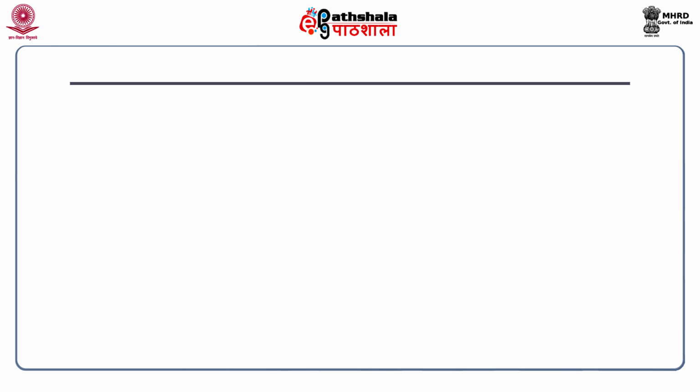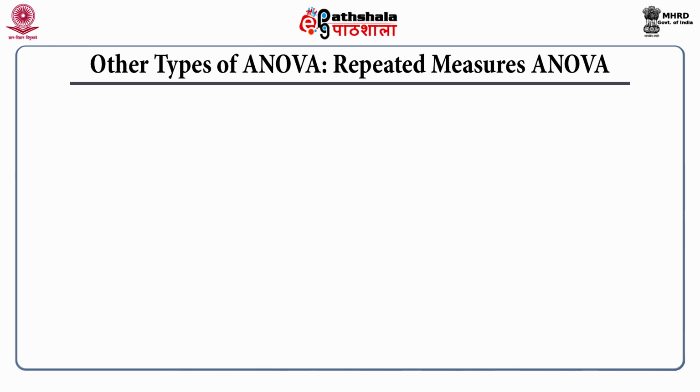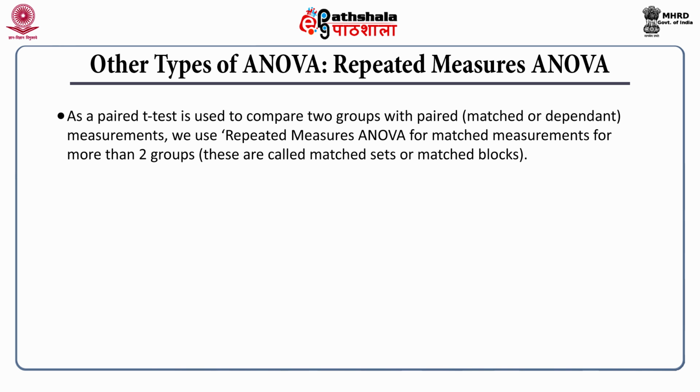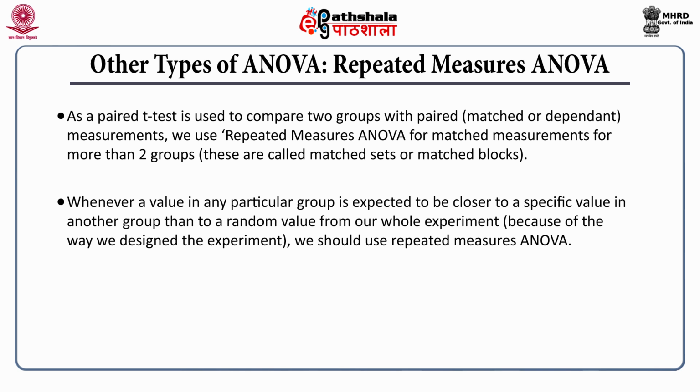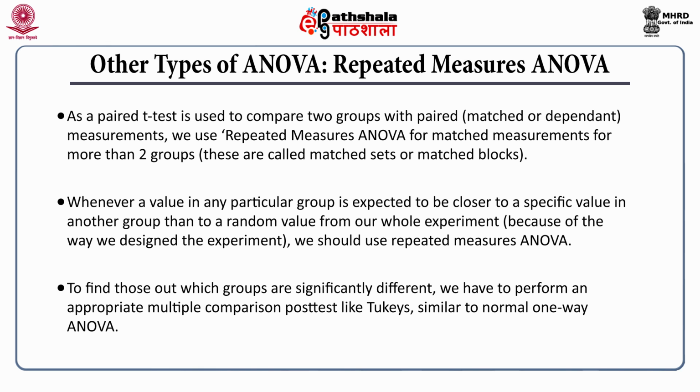There are other types of ANOVA. One example is repeated measures ANOVA. As a paired t-test is used to compare two groups with paired, matched or dependent measurements, we use repeated measures ANOVA for matched measurements for more than two groups. These are called matched sets or matched blocks. So whenever a value in any particular group is expected to be closer to a specific value in another group than to a random value from other groups, because of the way we designed that experiment, we should use the repeated measures ANOVA. To find out which groups are significantly different, we have to perform an appropriate multiple comparison post-test like Tukey's HSD, similar to the normal one-way ANOVA.